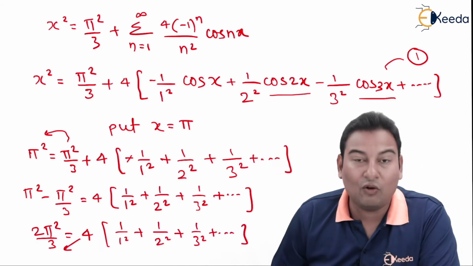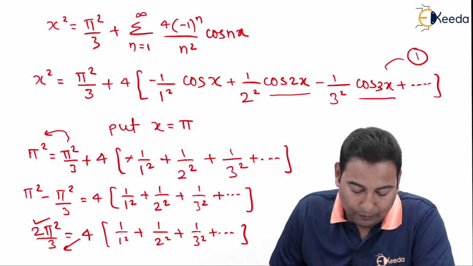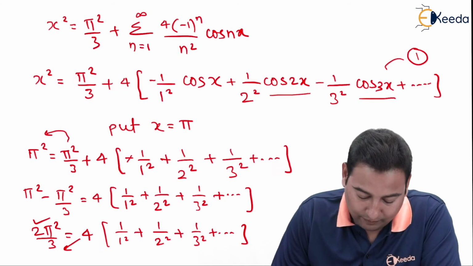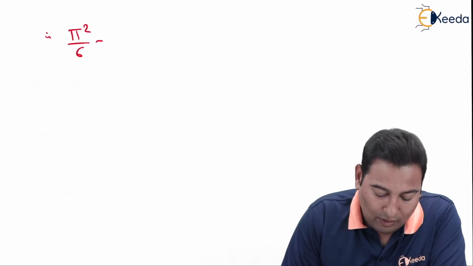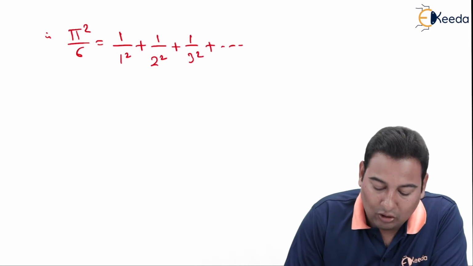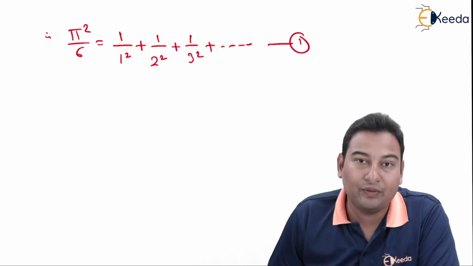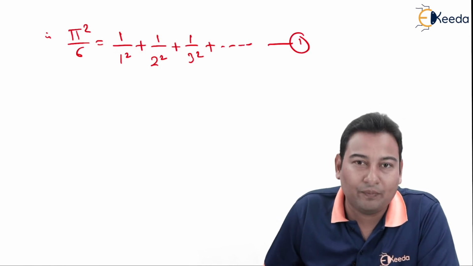This 4 will come down and that will become 12 and cancel with this 2, we will get pi square by 6. Therefore, pi square by 6 is equal to 1 upon 1 square plus 1 upon 2 square plus 1 upon 3 square plus dot dot dot. This is the first result that we got. Let's check what is the next deduction given in the problem.